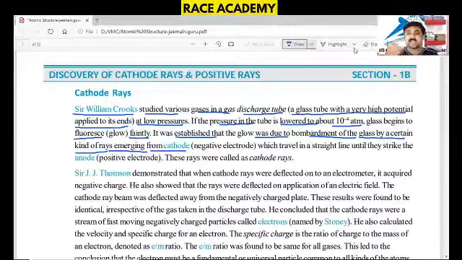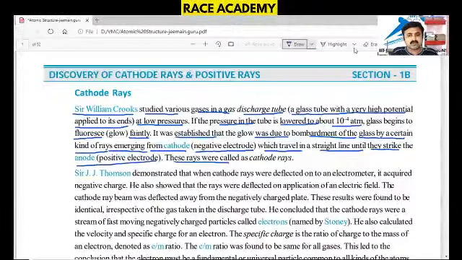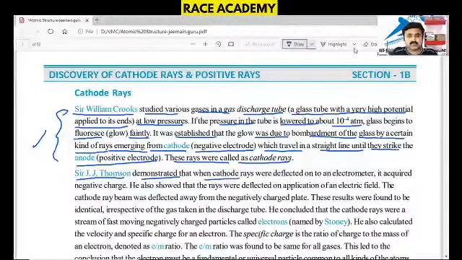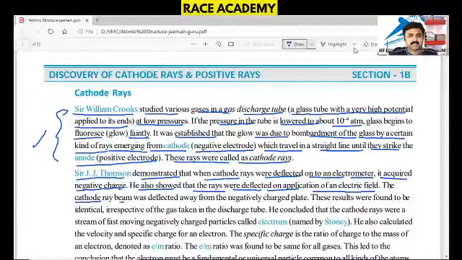That means inside the discharge tube, some rays are generated, called cathode rays, which emerge from the negatively charged electrode, the cathode, and travel in a straight line until they strike the anode. So they travel from cathode to anode. Anode is the positively charged end, cathode is the negatively charged end. From this important point, Sir J.J. Thomson demonstrated that cathode rays were deflected onto an electrometer, which acquired negative charge. It also showed that the rays were deflected on application of an electric field, and the cathode ray beam was deflected away from the negatively charged plate. These results were found to be identical irrespective of the gas taken in the discharge tube.